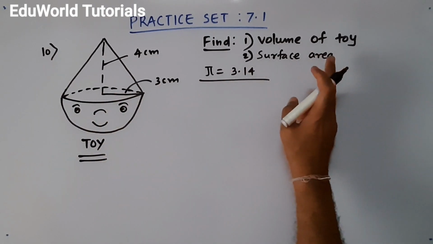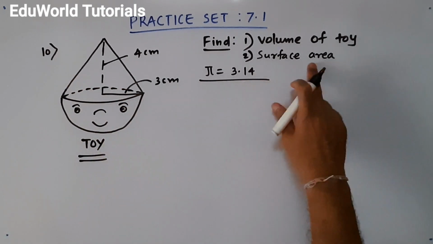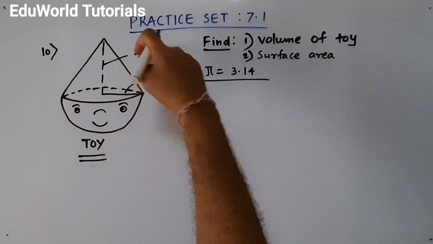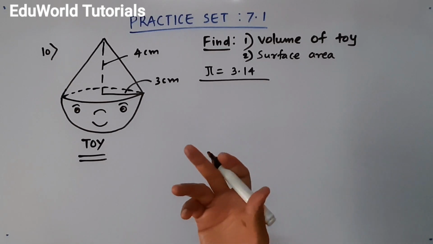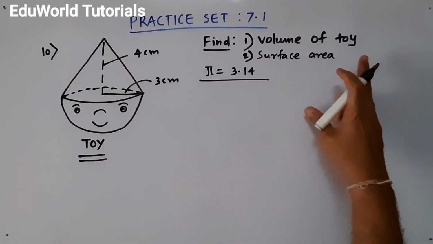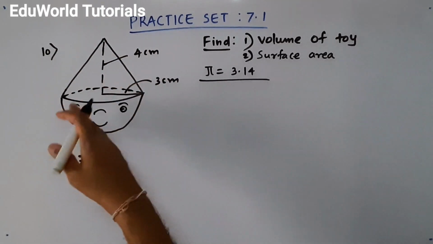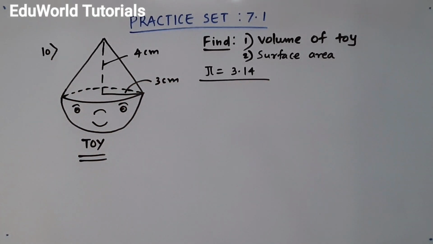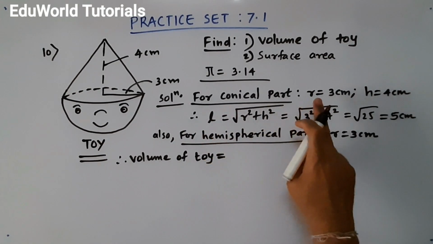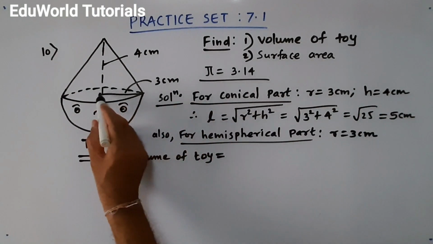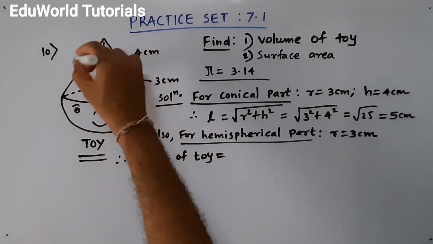Now volume of the toy means the volume of conical part plus volume of hemispherical part. Surface area of the toy means curved surface of the conical part and curved surface of the hemispherical part. So it's very simple. For curved surface of the cone you will need L. So we will find that L, and afterwards we can solve the sum very easily. So how to go about it? Students, I have written here, for conical part we have radius 3 cm and height 4 cm. You can see radius 3 cm and height 4 cm. So we will find slant height, this slant height L.